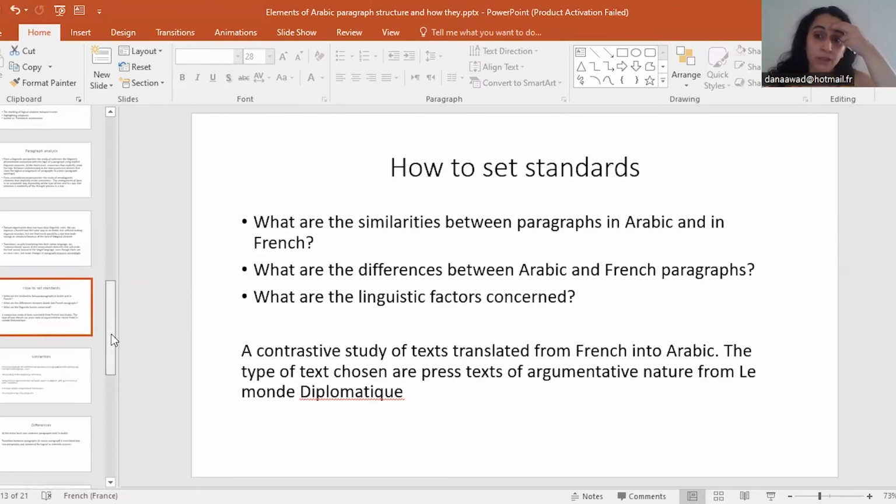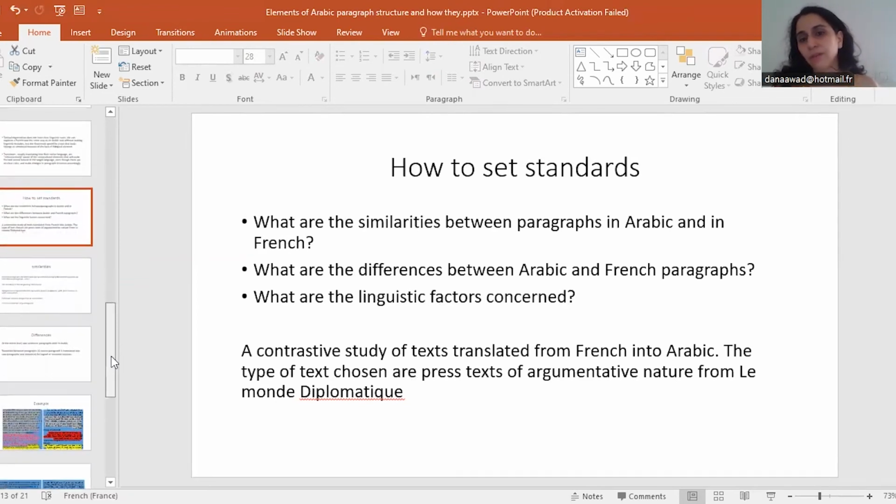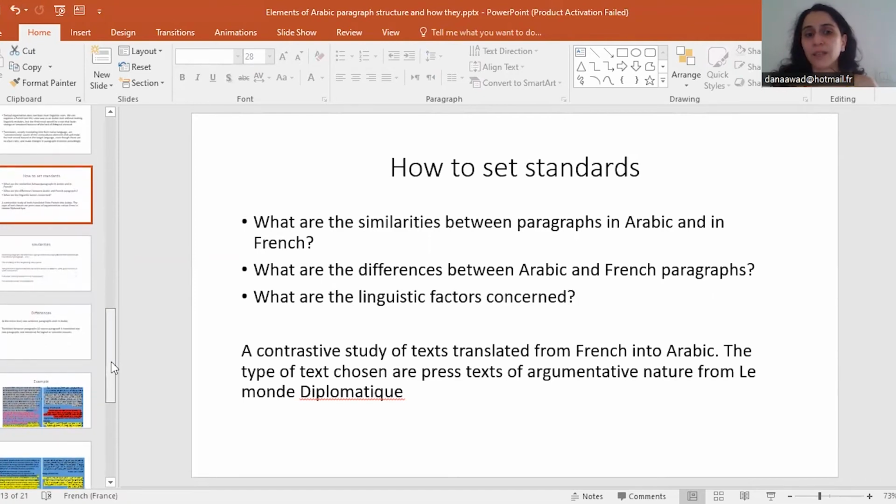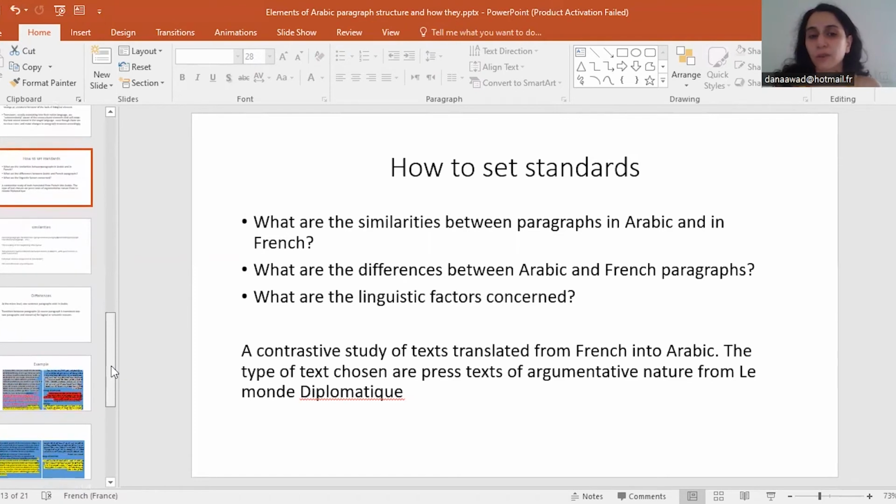So how do we set these standards or these rules? First, we have to look at the similarities and differences between Arabic and French paragraphs, and then the linguistic factors concerned. I will show you this through a contrastive study of texts translated from French into Arabic. The corpus is from Le Monde Diplomatique, and we chose argumentative press texts for this presentation.